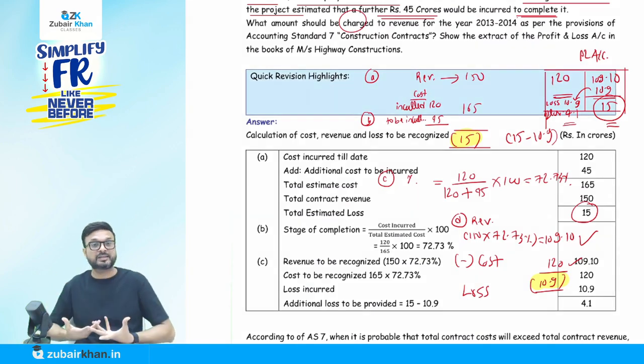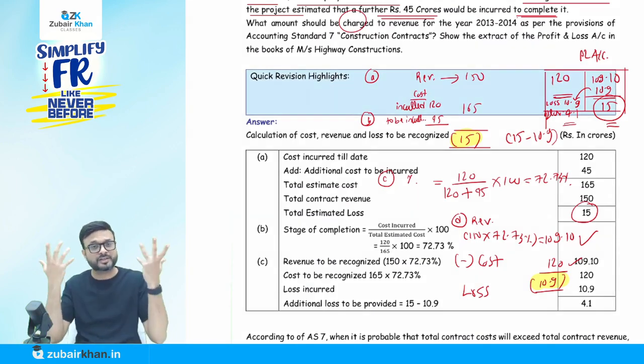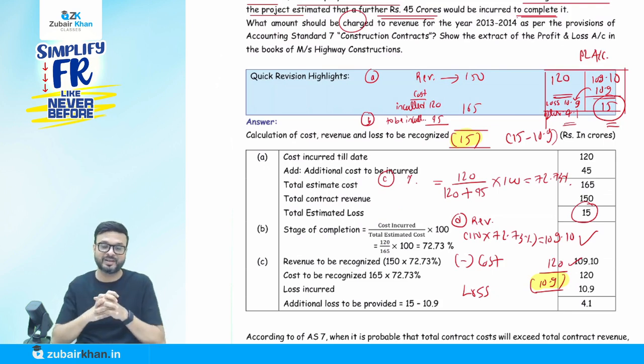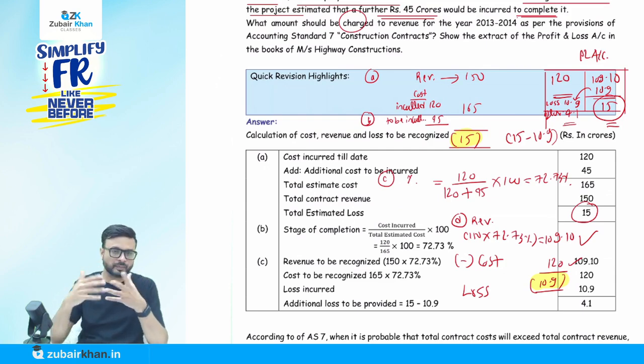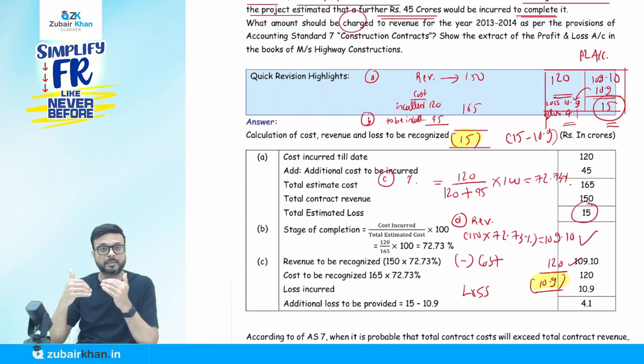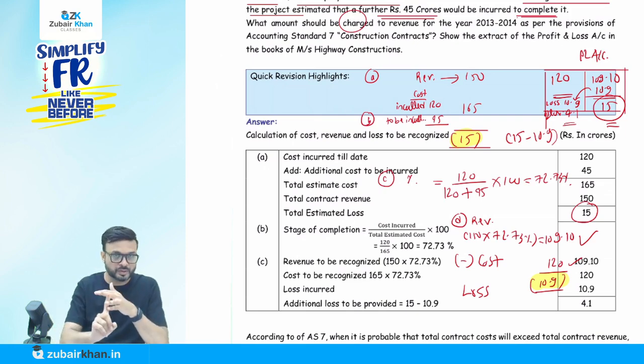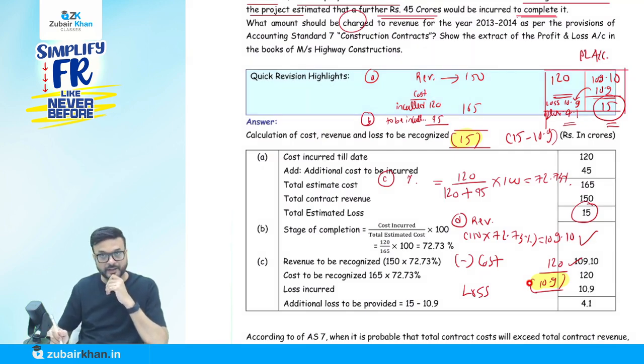If this type of question comes for 7 marks, you score 7 marks. That is so simple. So remember the steps. First, you find the total revenue, then the total cost. If a loss is coming, that is, the cost is more than the revenue, we recognize the provision. Third step, how much work has been completed. Fourth step, the table you are going to prepare, point number D. And then if they ask you, the fifth step is the P&L account. You get your 7 marks.